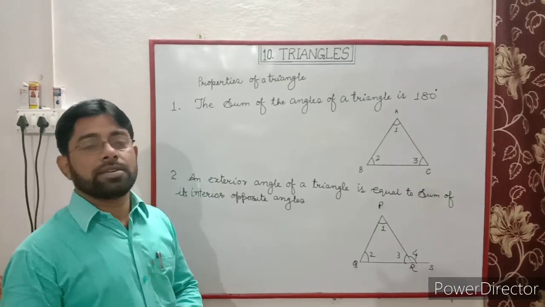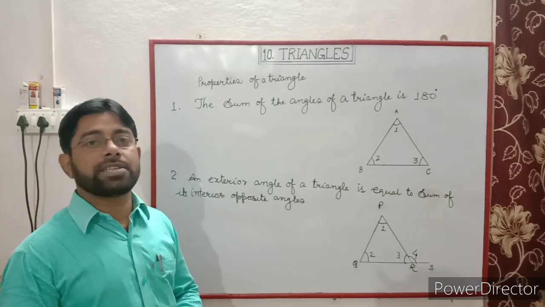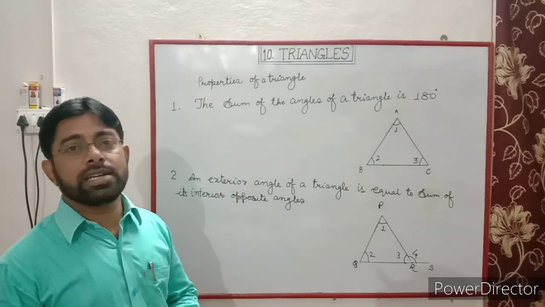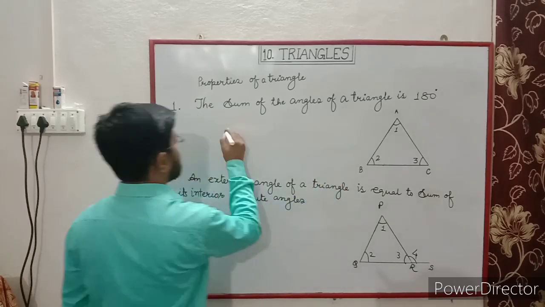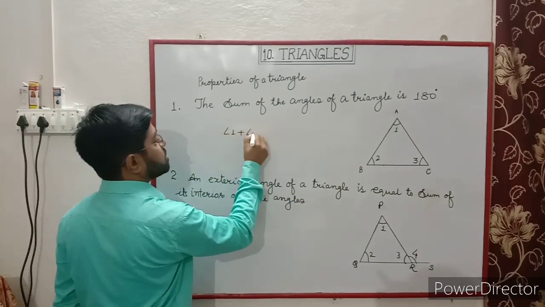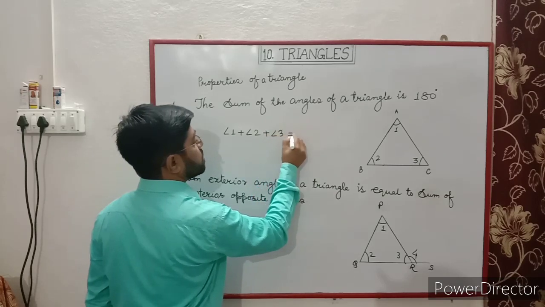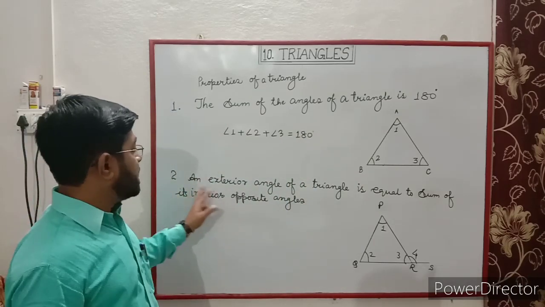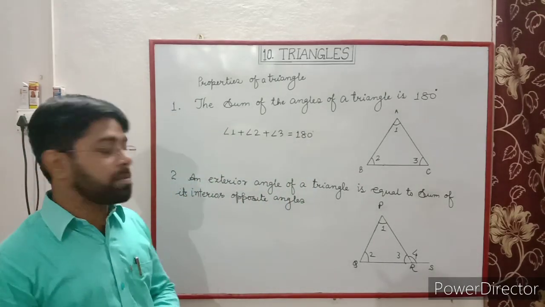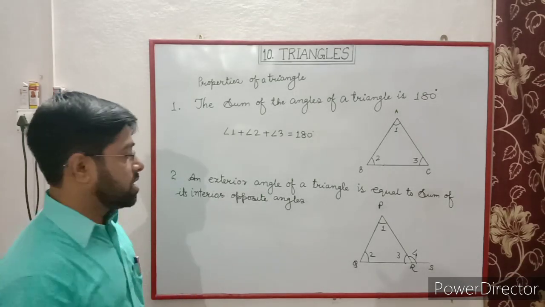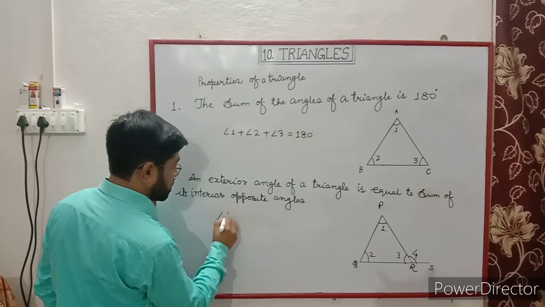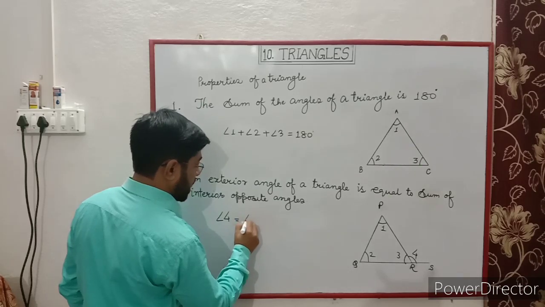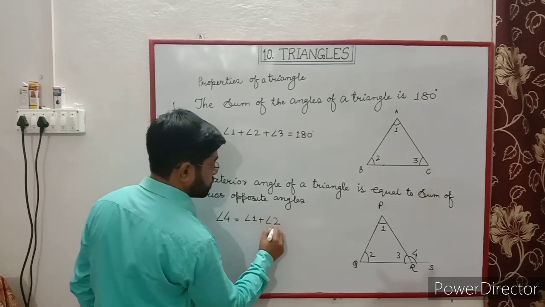Properties of a triangle. The first property is angle sum property of a triangle. The statement, the sum of the angles of a triangle is 180 degree. From the given figure, angle 1 plus angle 2 plus angle 3 is equal to 180 degree. Now the second property, an exterior angle of a triangle is equal to the sum of its interior opposite angles. From the given figure, angle 4 is an exterior angle and sum of its interior opposite angles, so angle 1 plus angle 2.